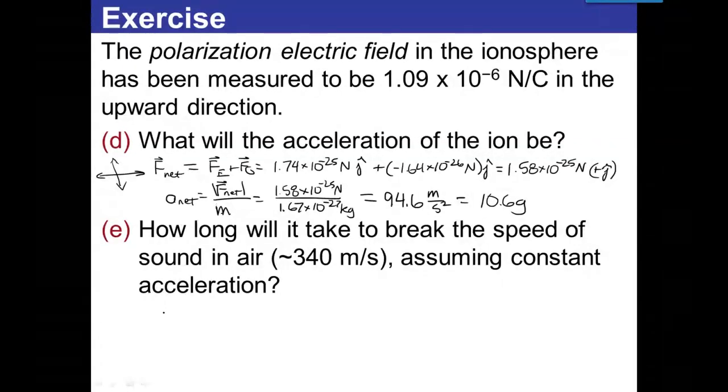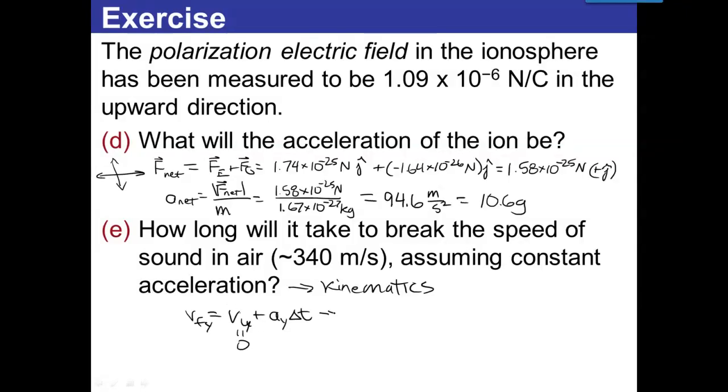So in this case, we know the acceleration. Again, if we assume constant acceleration, that means we can use kinematics, okay? In that case, we know that the final velocity is going to be the initial velocity plus the acceleration in a given direction, in this case let's take this to be the y direction, times the time interval, right? And if we assume that it starts from rest, then we can solve for delta t. Delta t becomes equal to the final velocity in the y direction divided by the acceleration in the y direction.